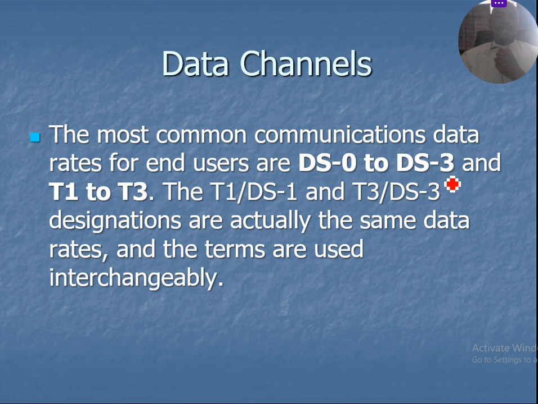Now let's talk about the data channels through which this data passes. The most common communication data rates for edge users are DS0, DS1, DS2 up to DS3, and also T1 to T3. These are just manufacturers' specifications. They are the same thing. DS0 to DS3 is the same as T1 to T3 in this regard for channels. T1 or DS1 and T3 or DS3 are just different designations that are normally used. They handle the same data rate, and they are used interchangeably.